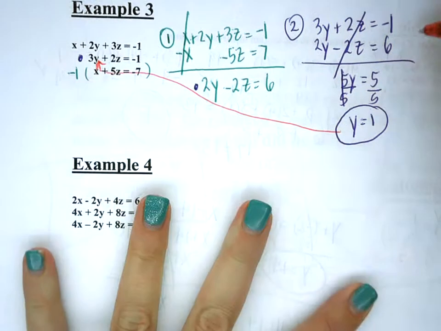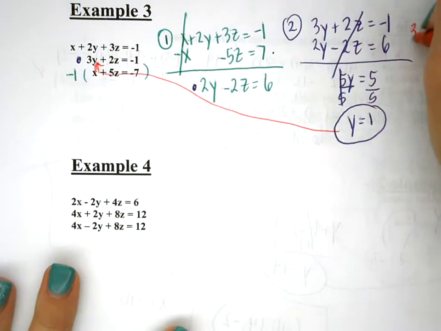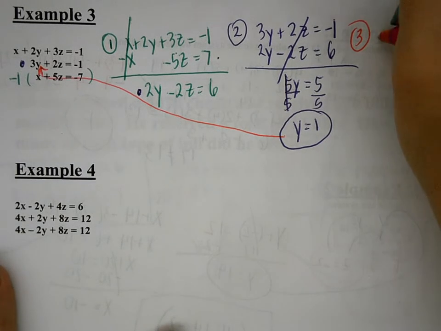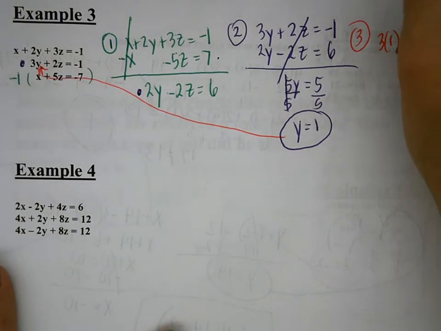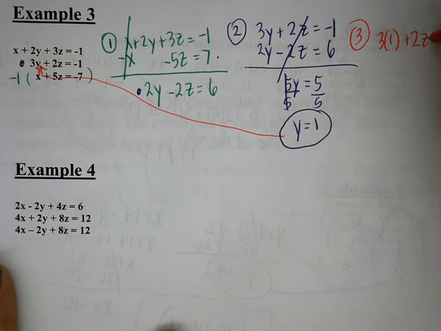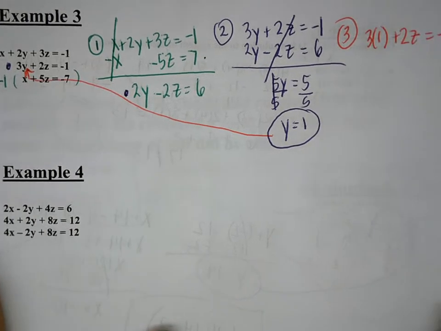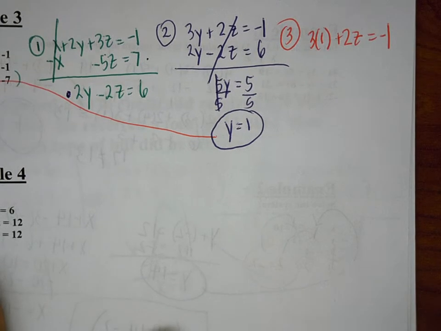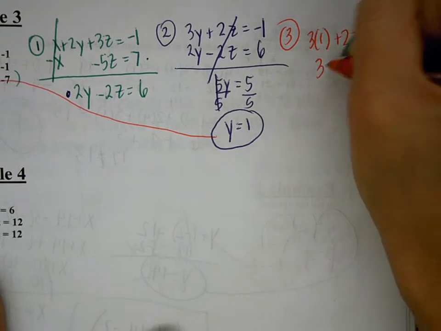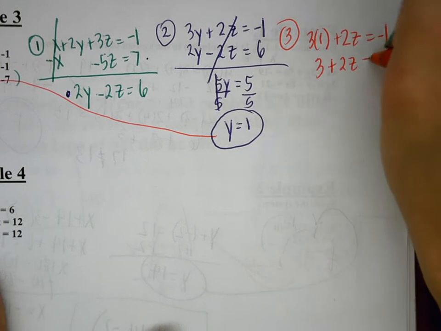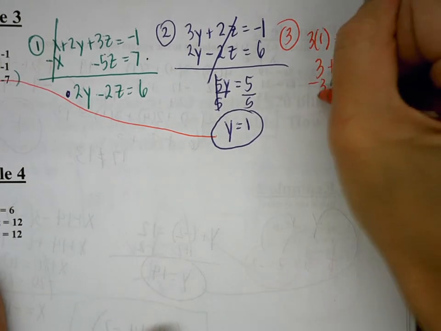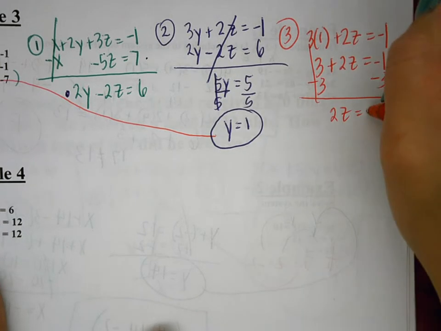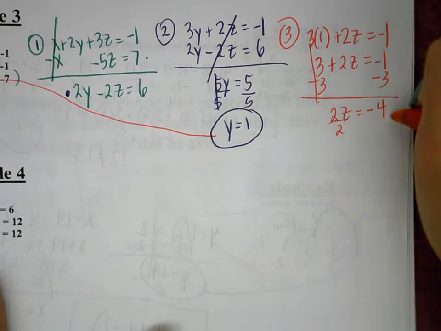Okay, so we're going to take that, and we're going to plug it in over here. So I'm going to go with step 3, and we're going to write that as 3 times 1 plus 2z equals -1. And we solve. So we get 3 times 1 is 3. 3 plus 2z equals -1. We subtract 3 from both sides, and we have 2z equals -4, so therefore z equals -2. Good.